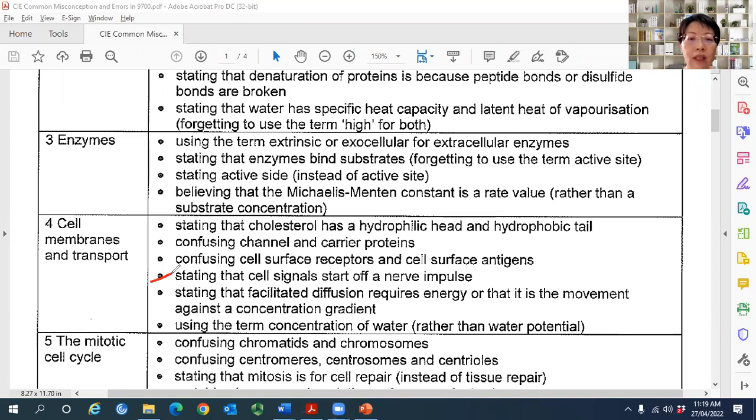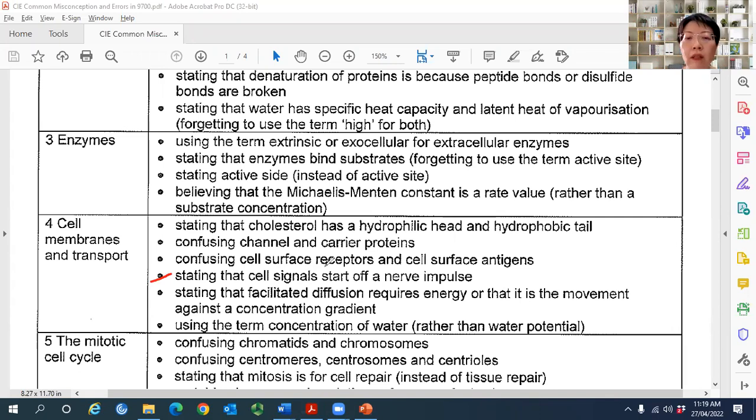Stating that cell signals start off a nerve impulse. No, the cell signal that binds to the receptor will cause the response. There are 5 steps in cell signaling, right? The transduction and the response. So the 5 steps in cell signaling you need to remember.